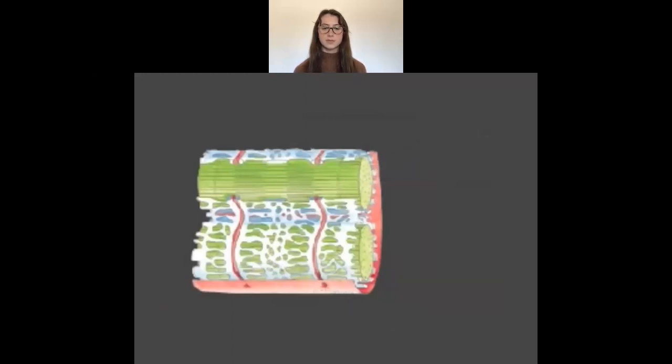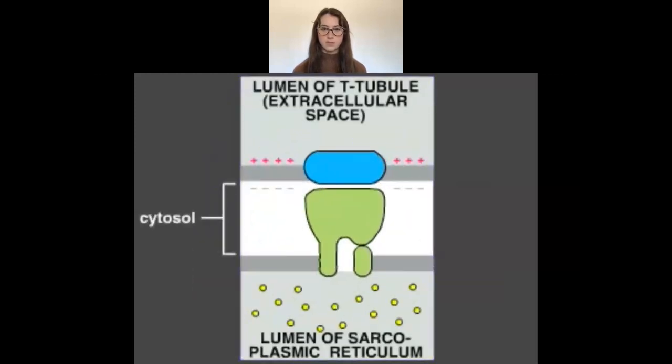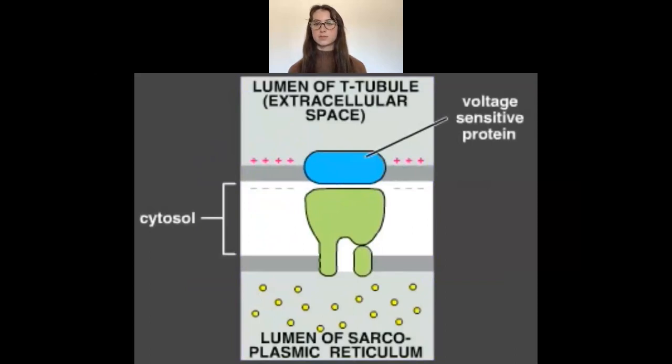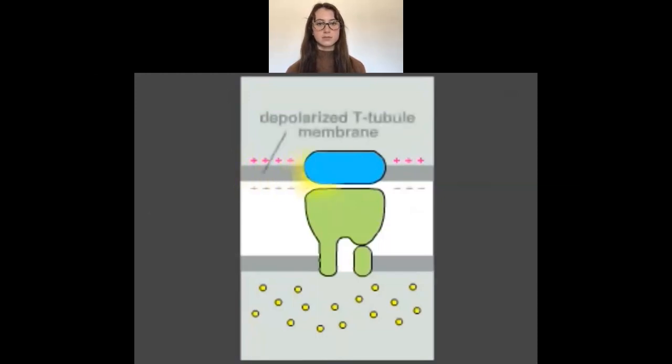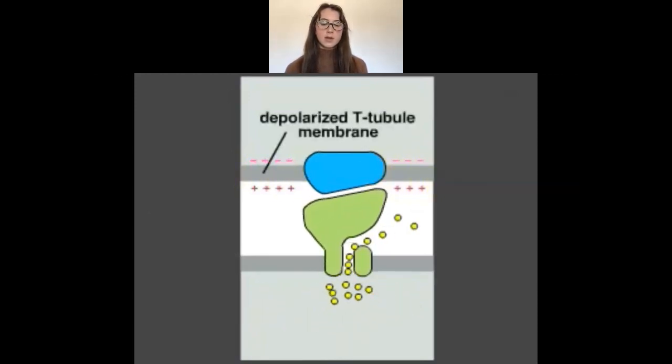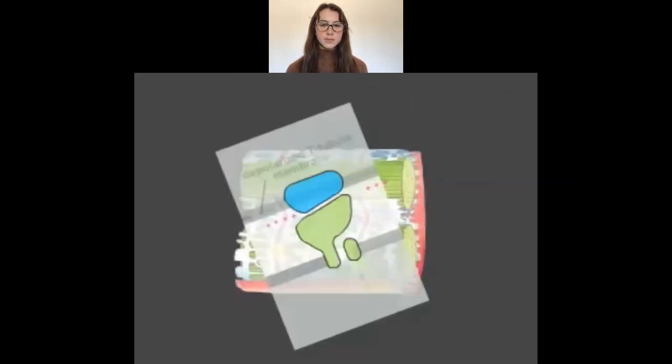Deep tubular invaginations of the plasma membrane, called T-tubules, crisscross the cell. When the cell is stimulated, a wave of depolarization, that is, an action potential, spreads from the synapse over the plasma membrane and via the T-tubules deep into the cell. A voltage-sensitive protein in these membranes opens a calcium release channel in the adjacent sarcoplasmic reticulum, which is the major calcium store in muscle cells, thereby releasing a burst of calcium ions all throughout the cytosol of the cell.